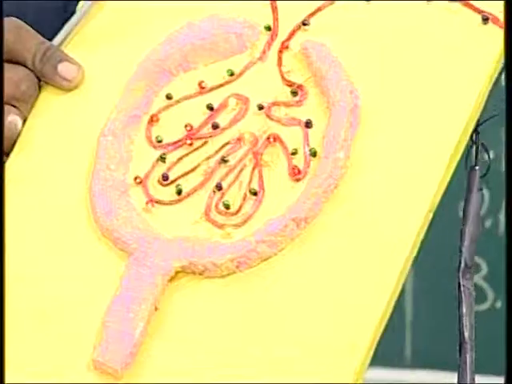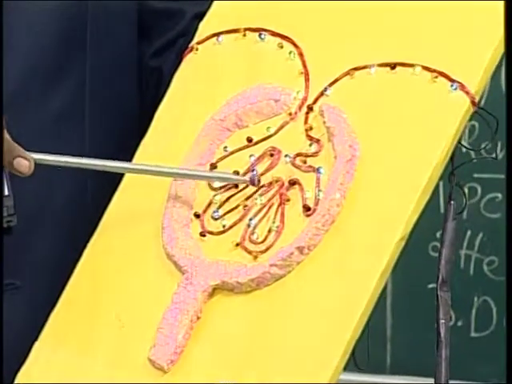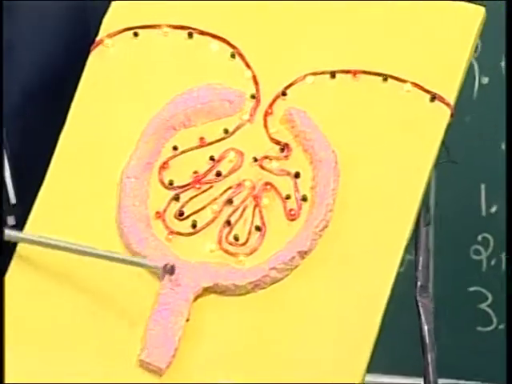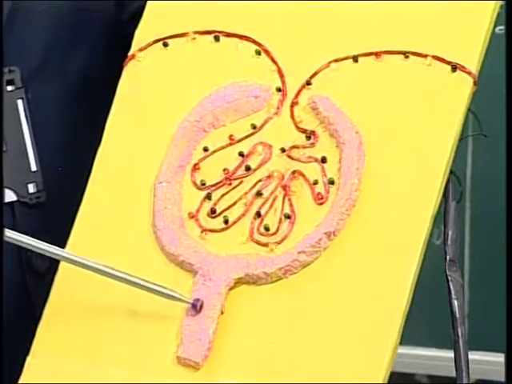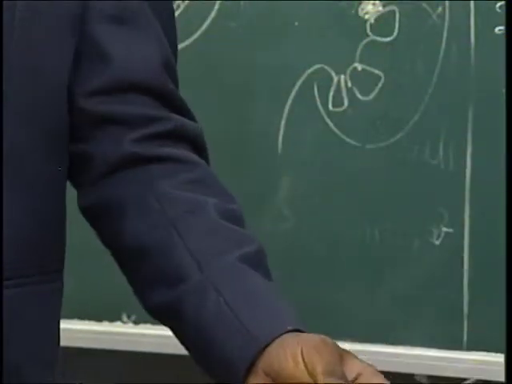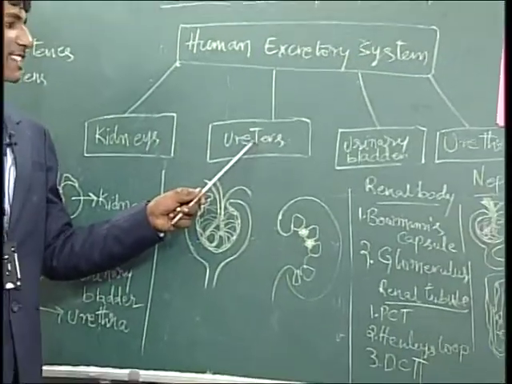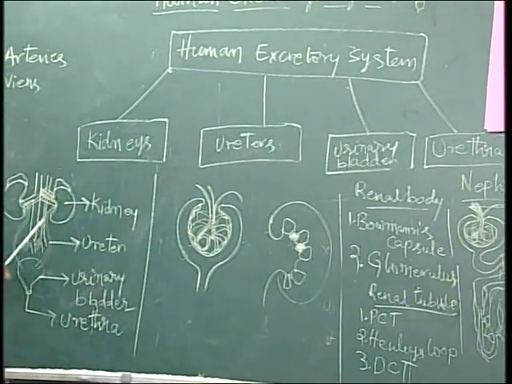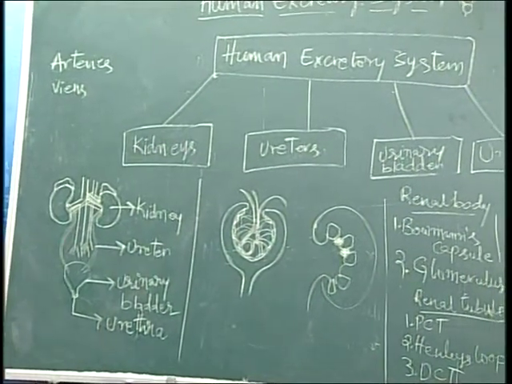See here, the function of Bowman's capsule and glomerulus: it filters the blood and produces primary urine here. From this they filter blood, and through this the urea is produced. This is about the kidneys. The ureters are the slender tube-like structures present between kidneys and urinary bladder. They are lined by transitional epithelium.